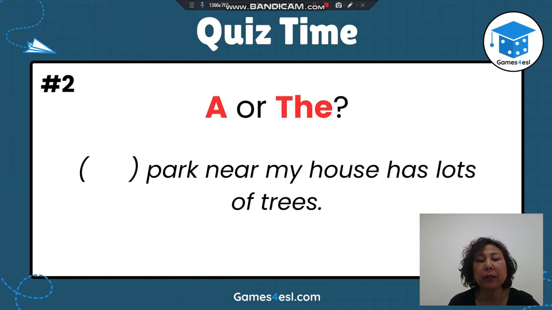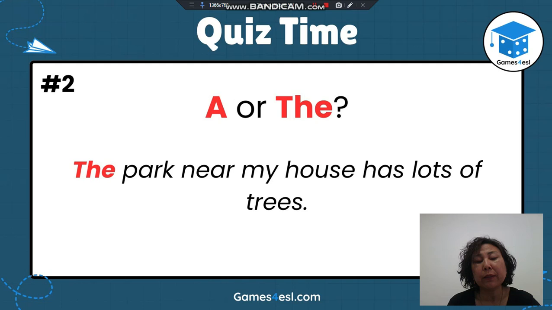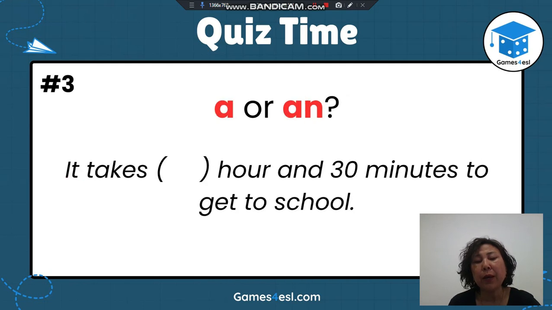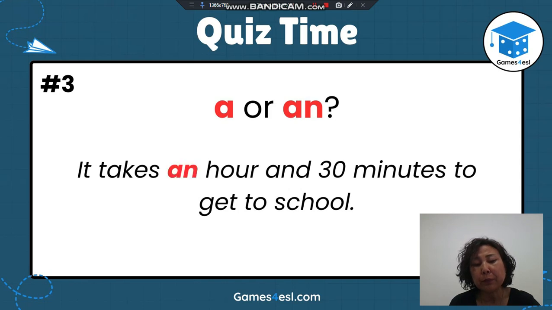Okay, now next. A or the. Park near my house has lots of trees. Let's check. The park near my house has lots of trees. A or an. It takes hour and 30 minutes to get to school. Remember the rules. Yes, it takes an hour and 30 minutes to get to school.